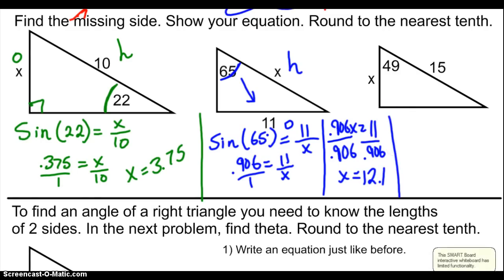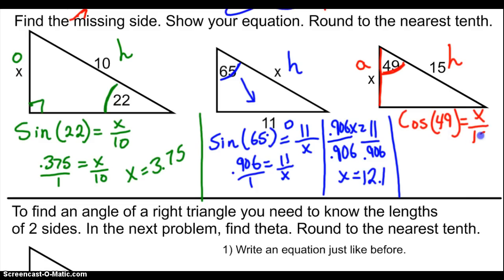On to number 3. In this case, I've got this 49 right here, the hypotenuse is 15, and this x is right next to that 49 degree angle, so that's going to be my adjacent side. I have a hypotenuse and an adjacent side, SOHCAHTOA, SOHCAH. We're going to use cosine here. So cosine of 49 is equal to adjacent, which is x, over the hypotenuse 15.